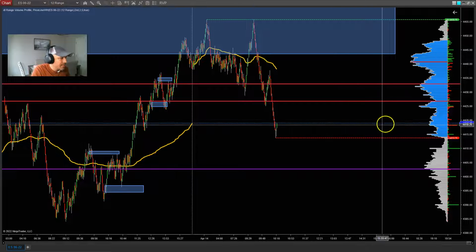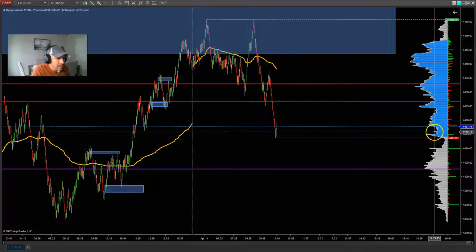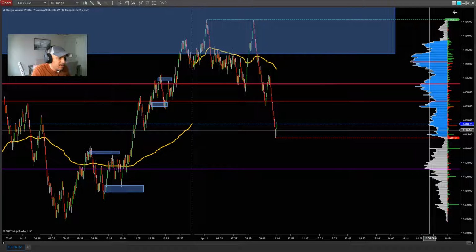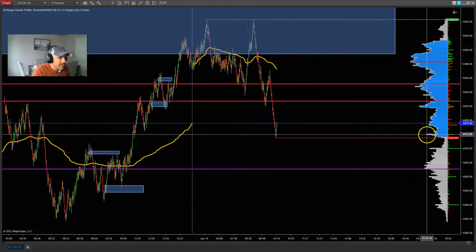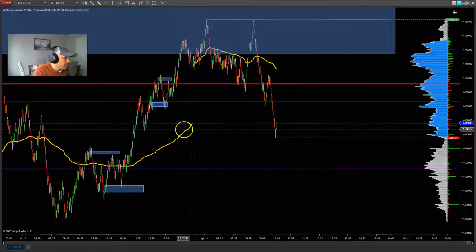Okay, two points on the last contract. So a little high volume node here, low volume area. I mentioned price likes to move from a high volume area through low volume nodes next to the high volume area. So I scalped from this high volume node back up here, but what happened was price continued pushing lower.